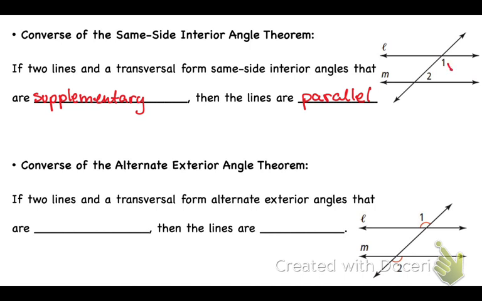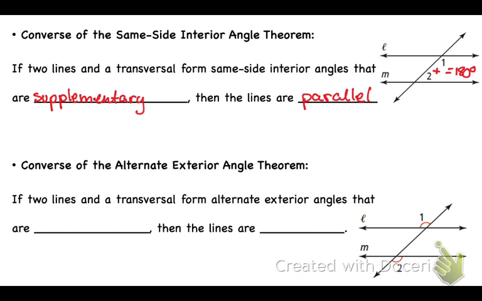So 1 and 2 have to equal what? 180. Put that on there. Actually, I don't like how I wrote that. I must say plus equals 180. How about that?